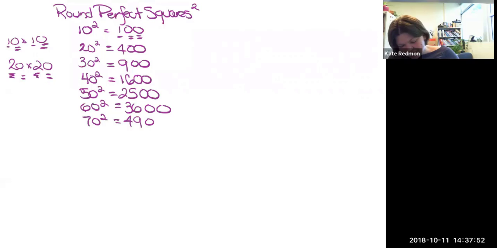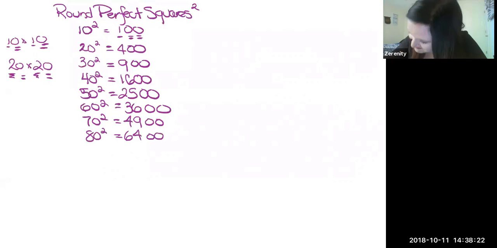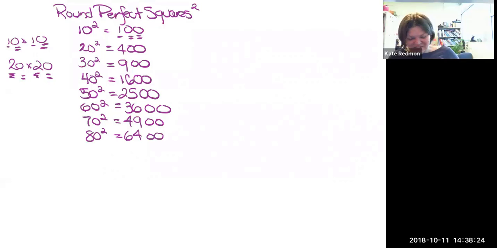I was all excited like you were having mind-blowing moments, but so 80 squared would be 8 squared, 64, with a couple of zeros on its backside. What would 90 squared be then, ladies? 8100. Exactly. And again, it's just that list of perfect squares now with zeros on it.